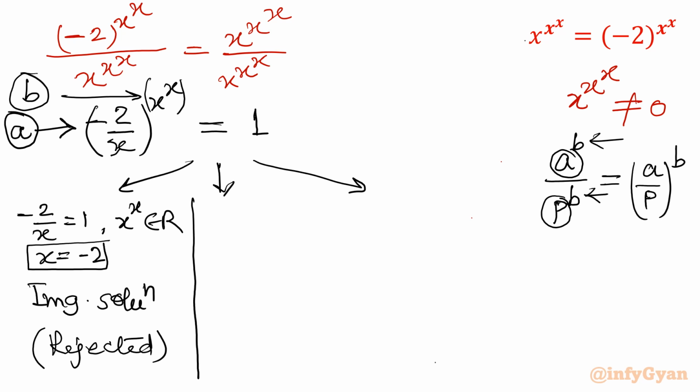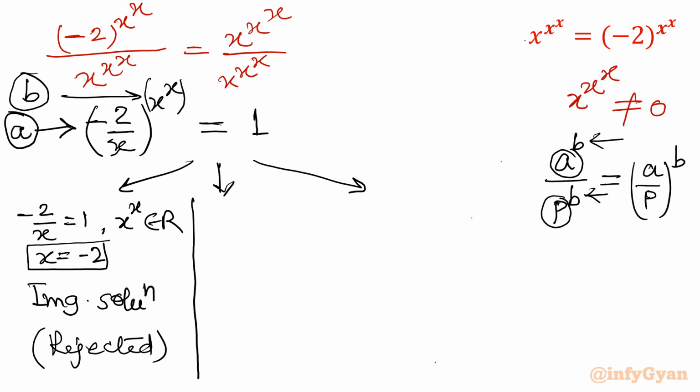No need to check whether (-2) raised to the power -2 is real or not. Because once you check the right hand side, (-2) raised to the power x, by putting x equal to -2, you can see it is forming (-2) raised to the power 1 over 4. So that value is generating a complex solution.